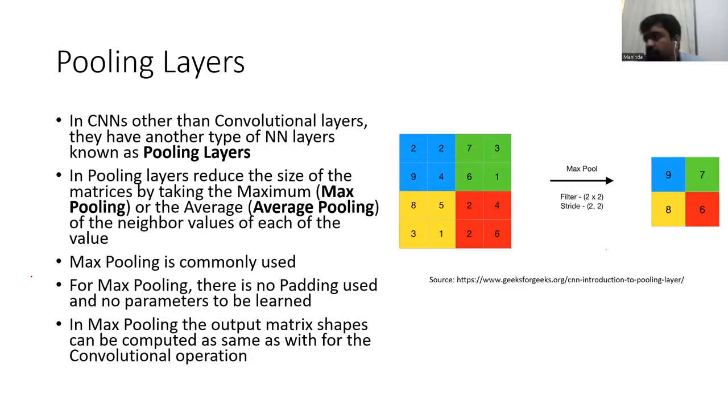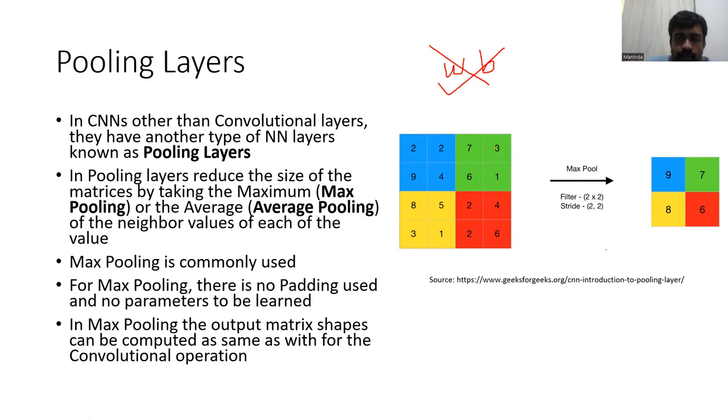But there are some other layers in the convolutional neural network as well. One important layer is the pooling layer. Pooling layers are similar to the convolutional layers, but they don't apply convolutional operators with learned values. In the pooling layers, there are no learned parameters like W or B. What you do with pooling is pool the matrix into a smaller matrix.